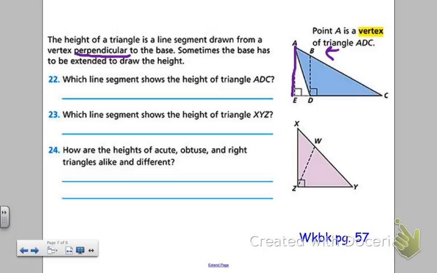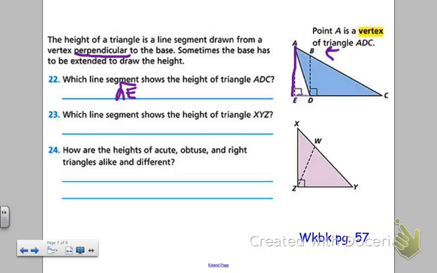AE is also perpendicular to the base. You can see the extension right here. It also shows you how tall that triangle really is, because it goes all the way up to point A. So I would say line segment AE is going to be the height of triangle ADC. And which line segment shows the height of triangle XYZ?